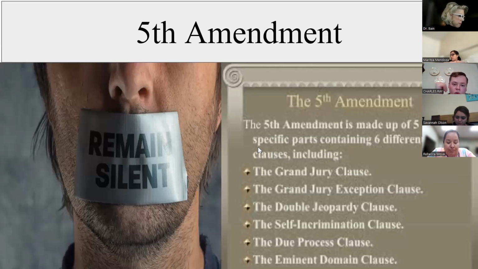Fifth Amendment. So this one, of course, is the big one: remain silent. Other ones in here too. The key thing it mainly talks about is self-incrimination, so remaining silent, and double jeopardy. So if you get off with a crime, they can't try you twice for the same crime with the same evidence. They need new evidence.